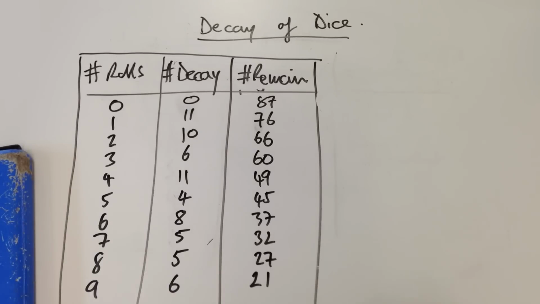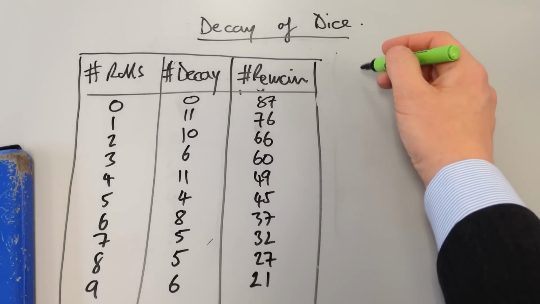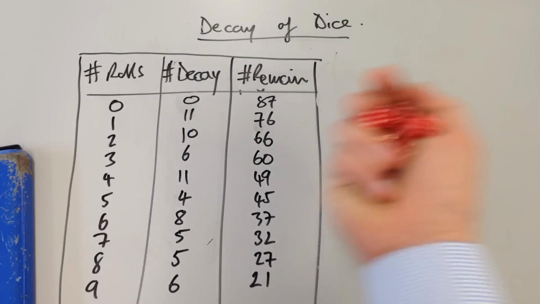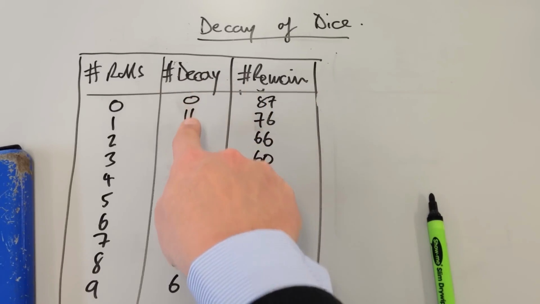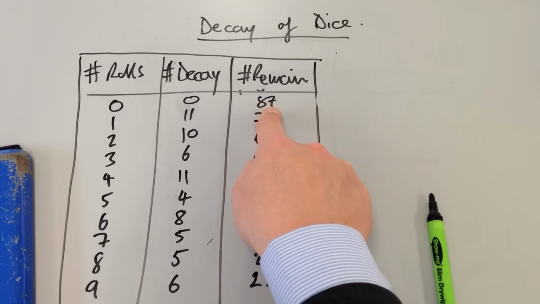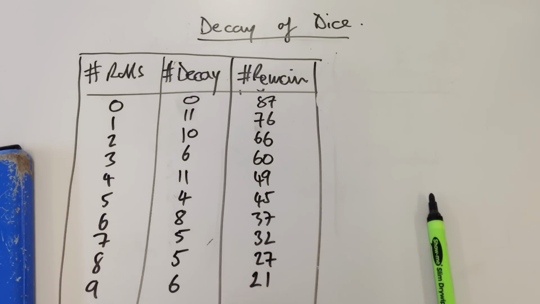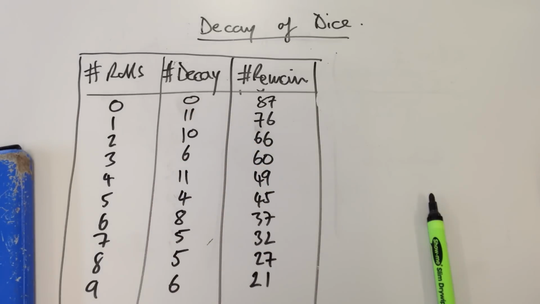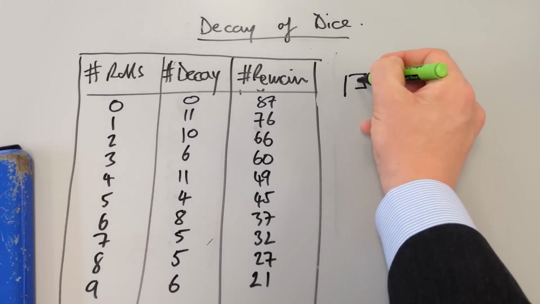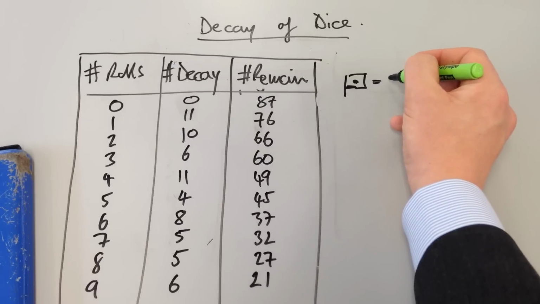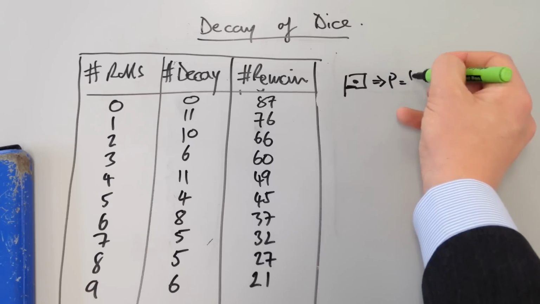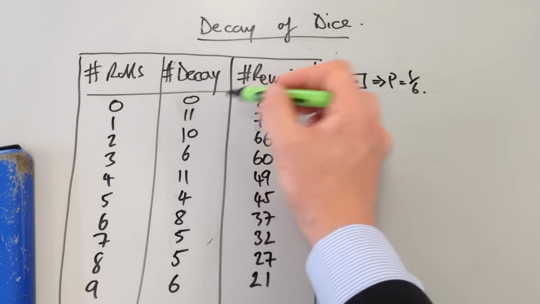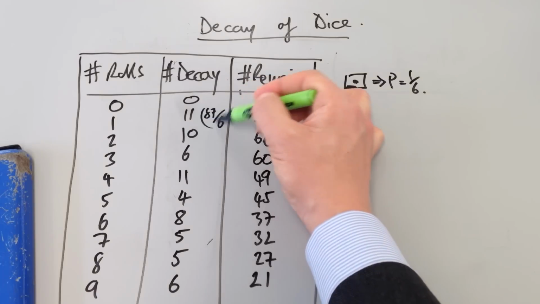Okay, slightly different change of view here, but this is the number of rolls that we've had. This is the number of decays, i.e. the number of these radioactive dice that have fallen on a 1 each time, and therefore what remained from the 87 that we started with. You're expecting about a sixth to have decayed each time. Because remember, the probability of getting a 1 on the dice is about a sixth. So if I had 87 to start with, then my first point here, I would expect to be 87 over 6. And it's about right.